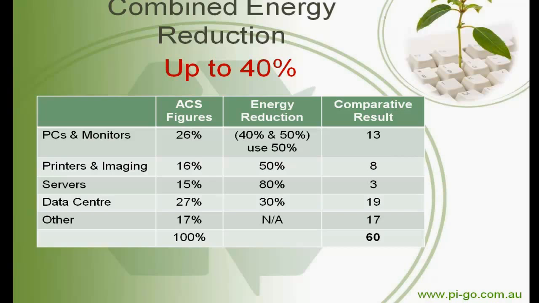If you apply that to the figures on the left and reduce them by roughly doing that, and I've only used 50% for the PCs and monitors because there's a couple of equations in there, that means the 26% goes down to 13, the 16 goes down to 8, the 15 goes down to 3, the 27 goes down to 19. But if you then do a comparative result against the 100%, you've now got 60. So that means that you can get an energy reduction of around 40% by doing these cheats.